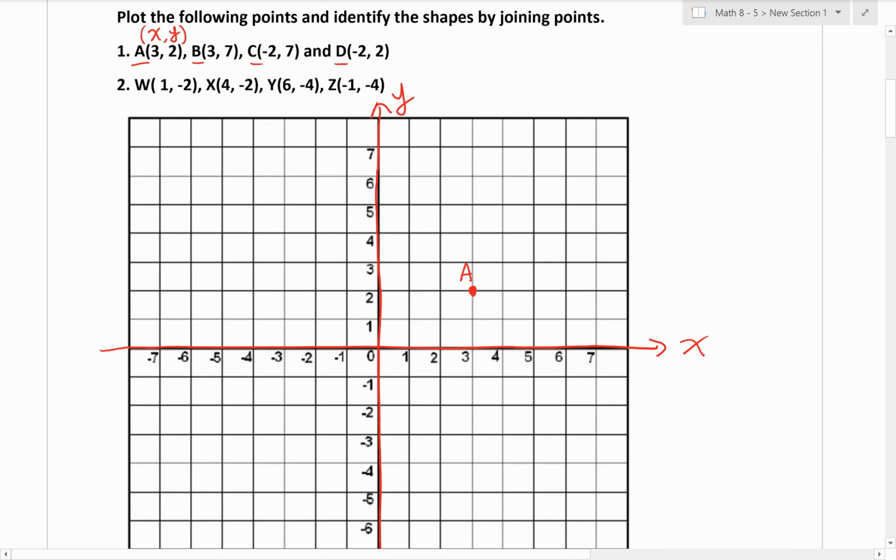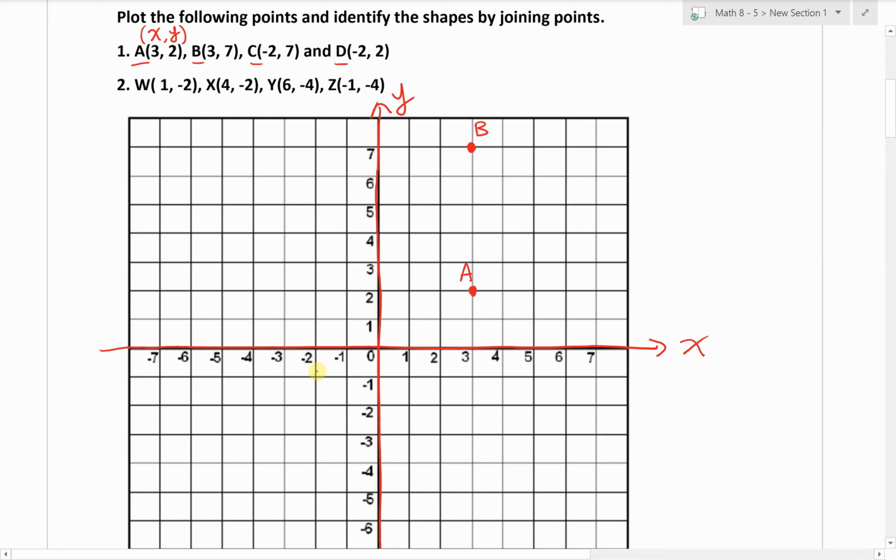Similarly, you can do the same thing for point B. The point B has coordinates of 3, 7. So x has a coordinate of 3 and the y coordinate 7. So that is right here. Okay, again, you can see x coordinate is 3 right here, and the y coordinate is right here at 7.